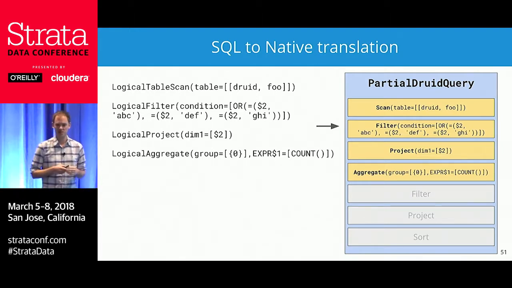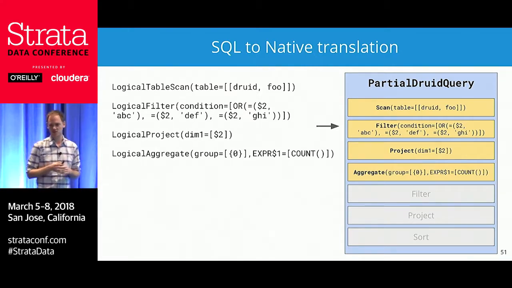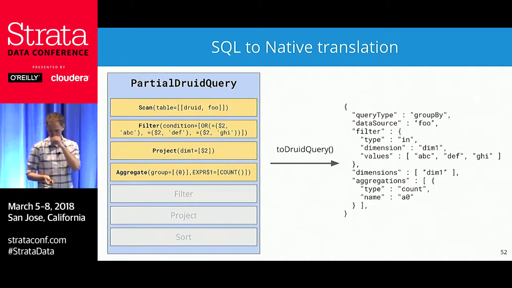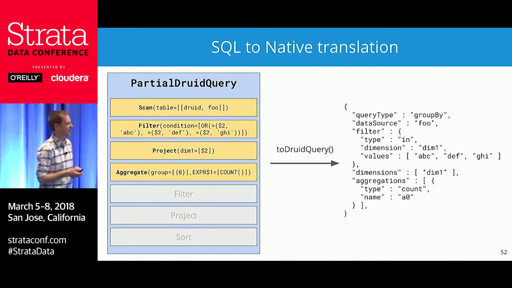One of the reasons it's so important that Calcite comes with built-in rules to swap the order of things like filters and projects is because Druid is very rigid about the order it does things in, and in a SQL query the operators could be in any order. So the Calcite planner is responsible for reordering things into this order. Then finally, this PartialDruidQuery can be converted to a DruidQuery using the toDruidQuery method on that object. And this is the Druid native query that comes from that PartialDruidQuery.